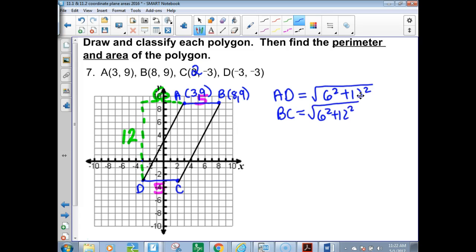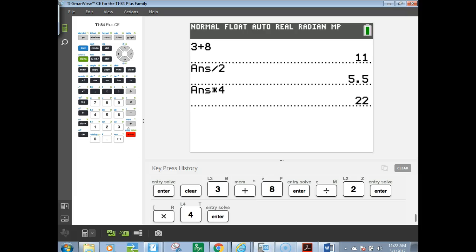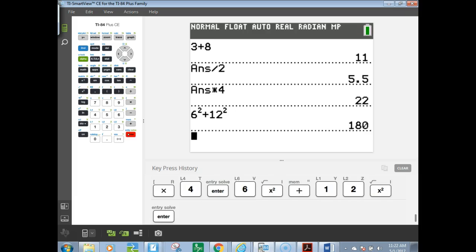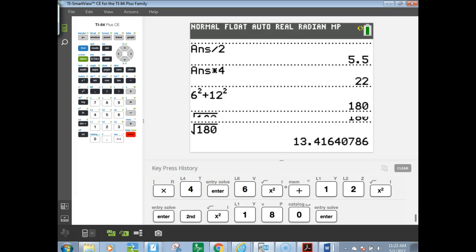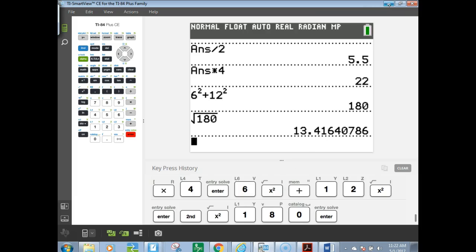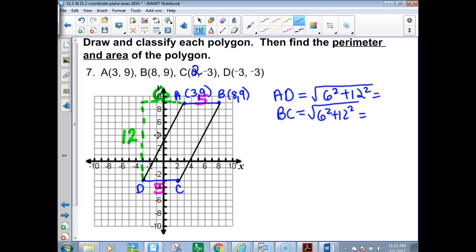So you're showing that you're doing the distance formula. So let's just get our calculator to help us out with that. 6 squared plus 12 squared. 36 plus 144. I believe it's 180. Yep. And then we're going to take the square root of 180. I get 13.4 for the length of the sides here. So I'm going to mark that in red just so we can see it. Both of those are going to be the same length.